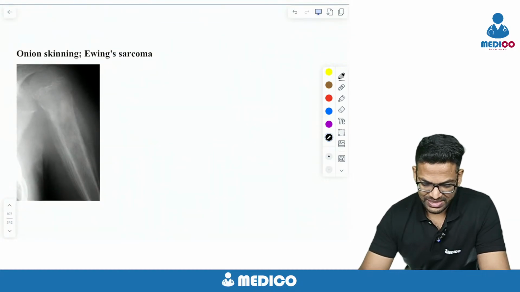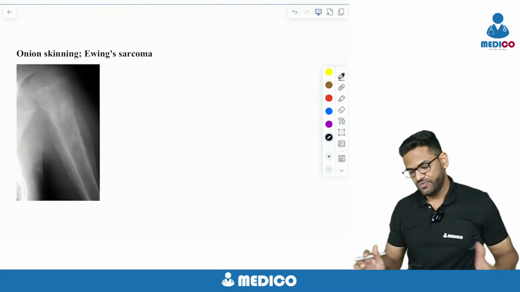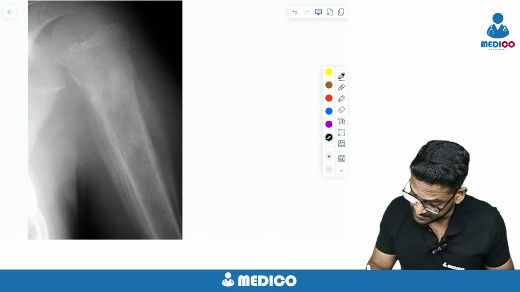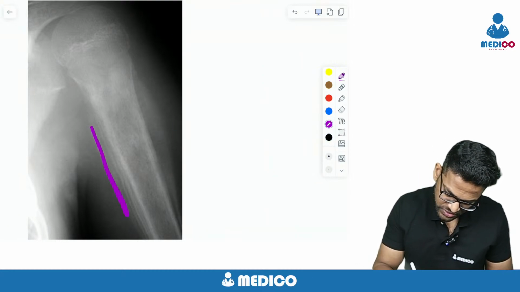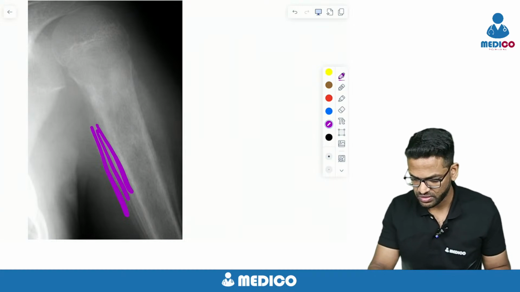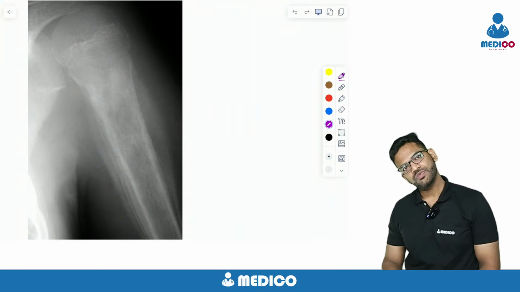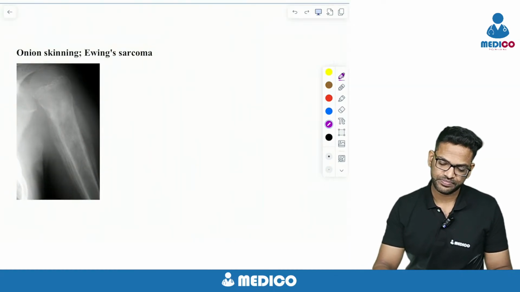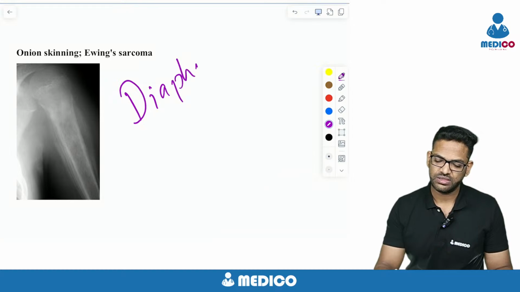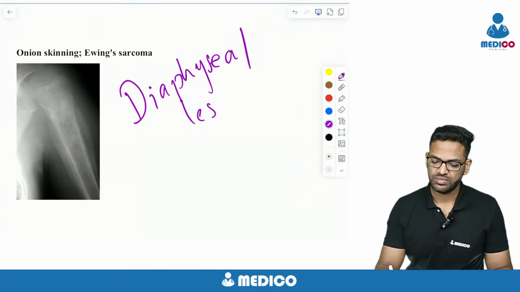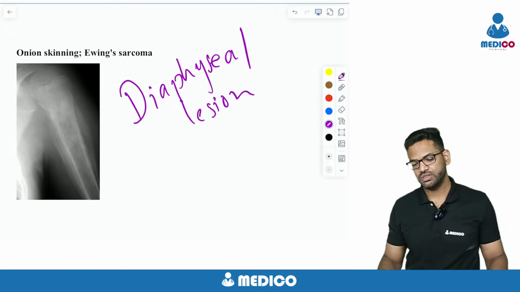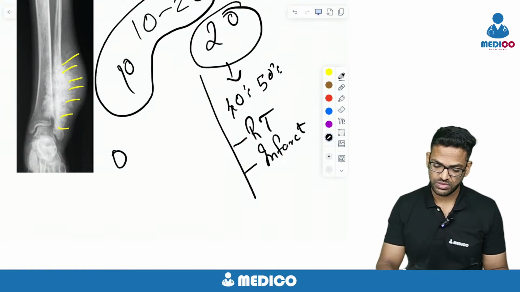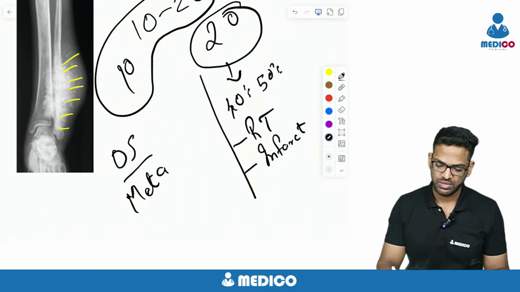Next is Ewing sarcoma. The typical thing which they can show you in an MCQ-based exam is the onion skin. I'll try to draw with this. See, now I'll take it out. Try to appreciate it. So onion skin is seen in Ewing sarcoma, and it's usually a diaphyseal lesion, whereas osteosarcoma is usually a metaphyseal lesion.